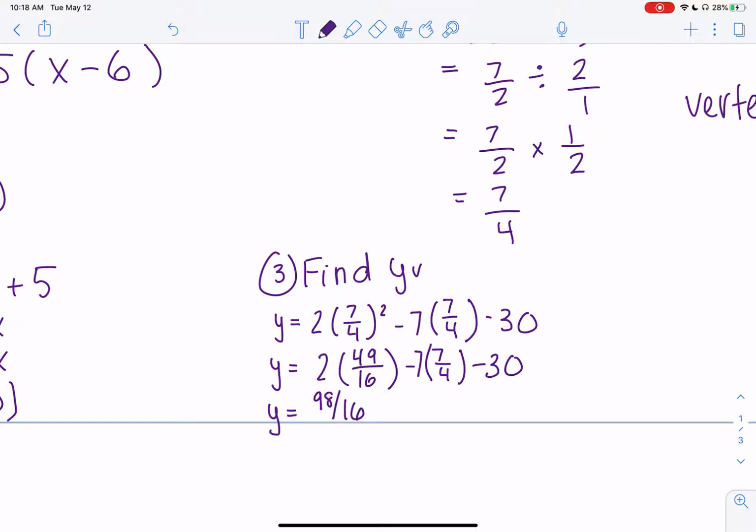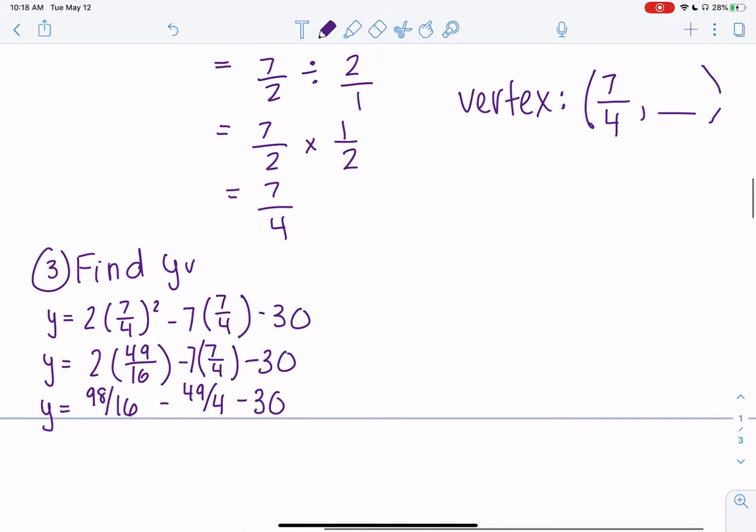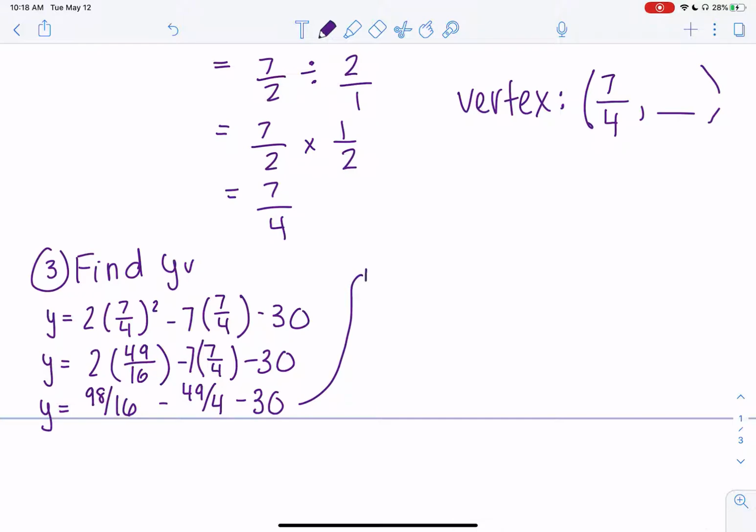Just doing the multiplication. And I'm just going to have to move it up here. So the fractions in this are getting a little challenging, but all the steps are the exact same. So all I'm going to do now is make some common denominators.